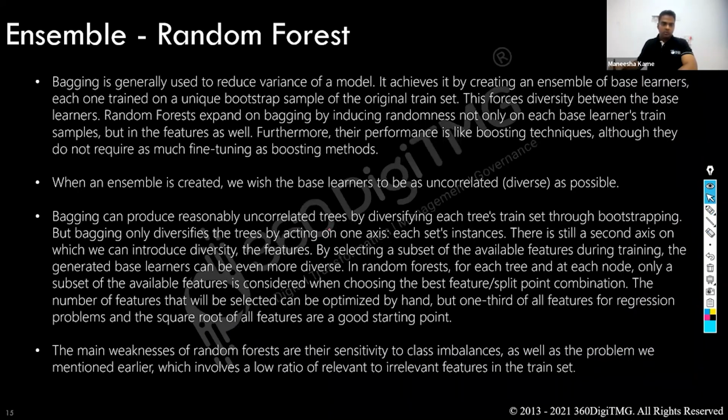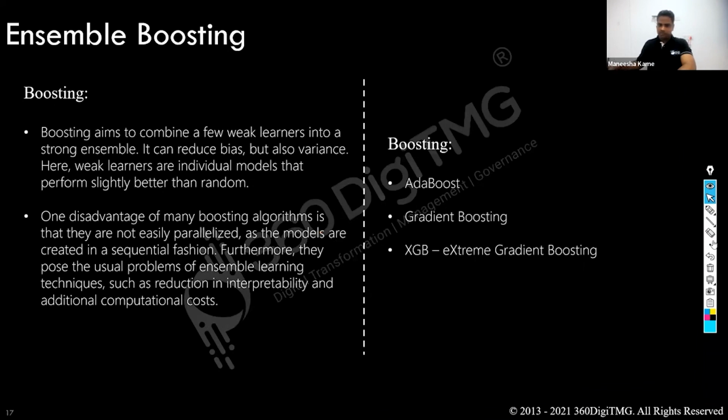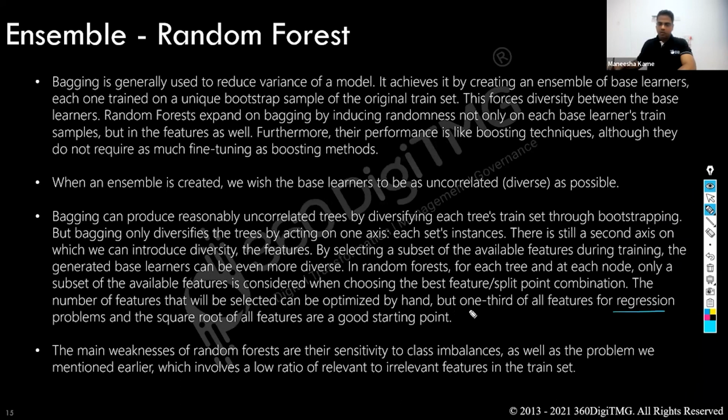Next, we discussed random forest. And when it comes to random forest, did we not mention it here? When you deal with regression problems, approximately 1/3 of the features get selected whenever you split. And when it comes to classification kind of problems, it is root P.